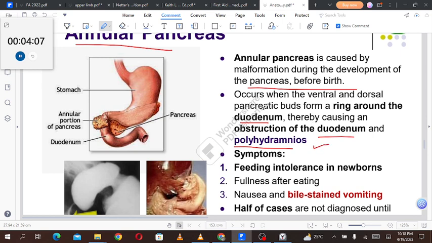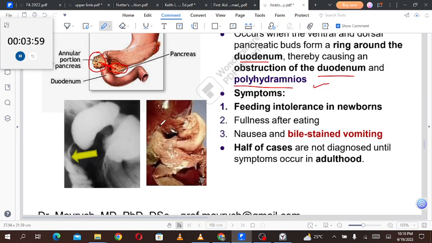It occurs when the ventral and dorsal pancreatic bud form a ring around the duodenum. So you can see that the ventral head and the dorsal head are collecting together and they are forming a ring around the duodenum.